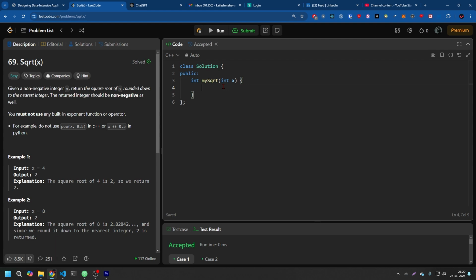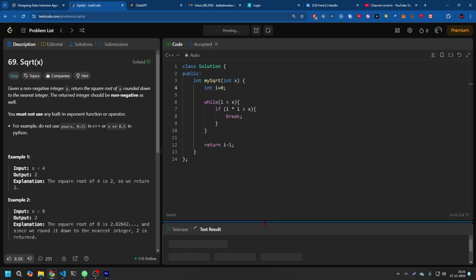So let's see the code of the brute force. I'll initialize i as 0, and I'm going to loop while i is less than x. If i times i is greater than x, I'm going to break out of the loop, and I'm going to simply return i minus 1 as the answer. Let's just run this.